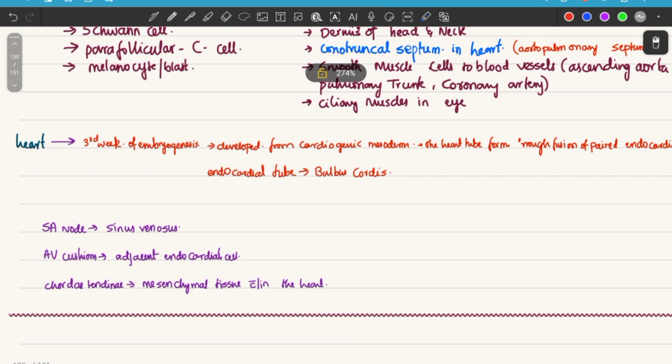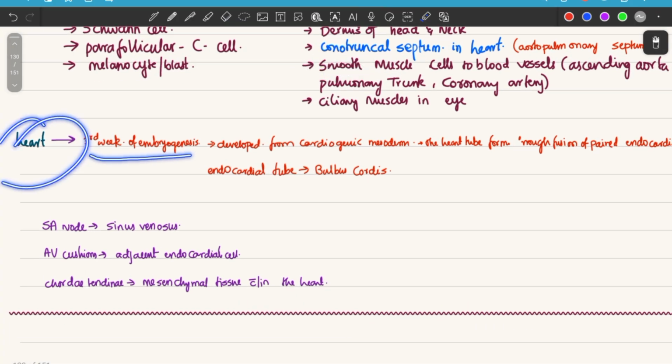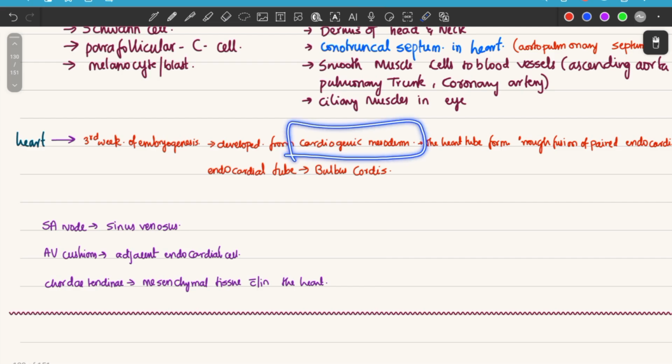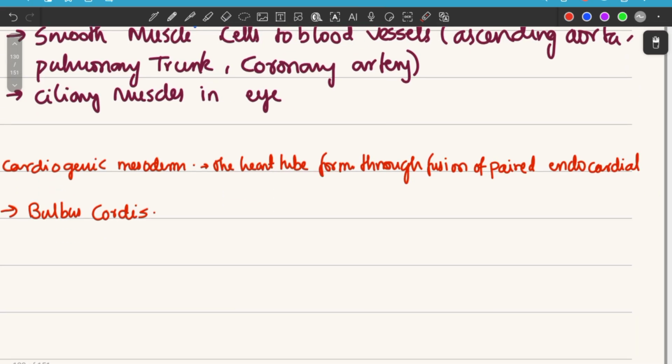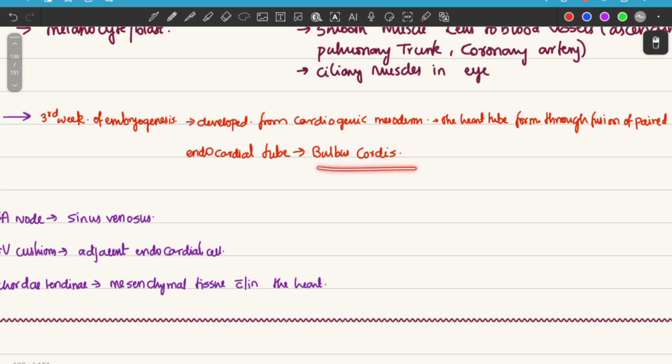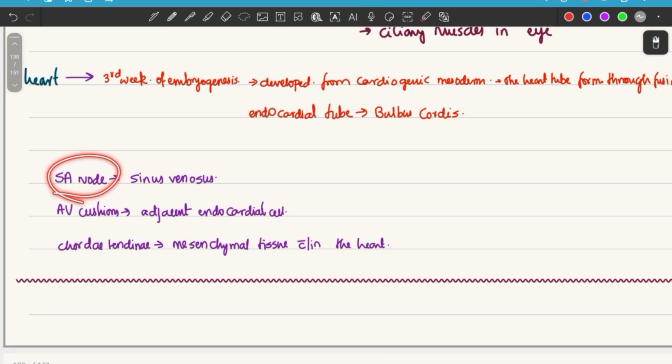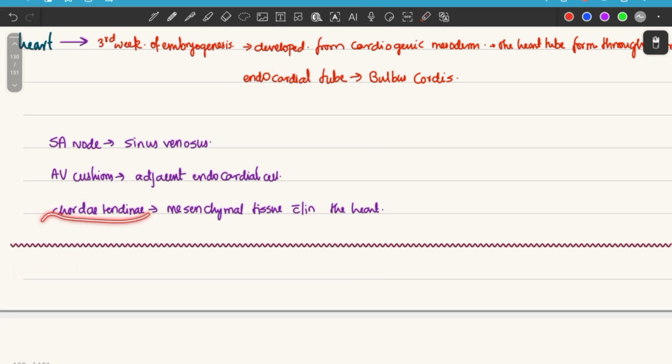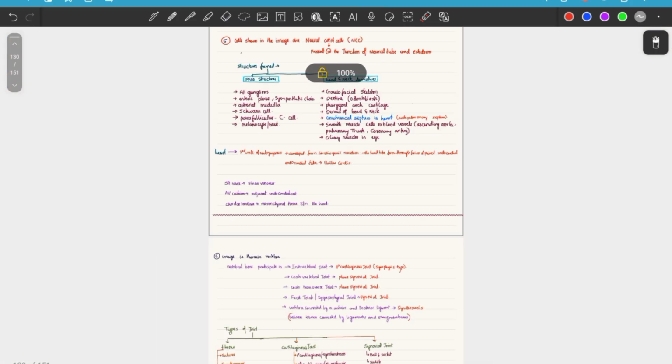Heart, we can see in the third week of embryogenesis, develops from cardiogenic mesoderm. The heart tube forms through the fusion of paired endocardial tubes. That is bulbus cordis. You can see the SA node is from the sinus venosus. The AV cushion is from adjacent endocardial cells, and chordae tendineae is from mesenchymal tissue within the heart.